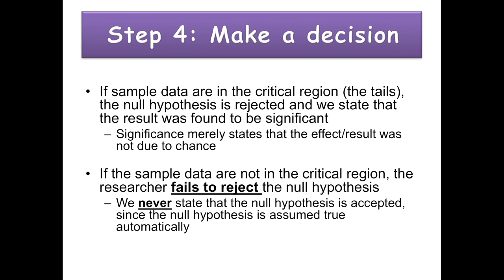But what you're saying is, say you set your alpha at 0.05. What you're saying is, if my sample data fell in that critical region, that 5% area, I am 95% sure that they're there because of the effect of the treatment, right? Not just because of chance alone. But if the sample data are not in the critical region, the researcher fails to reject the null hypothesis. And again, we never state that the null hypothesis is accepted or retained. We just say that we fail to reject the null hypothesis.